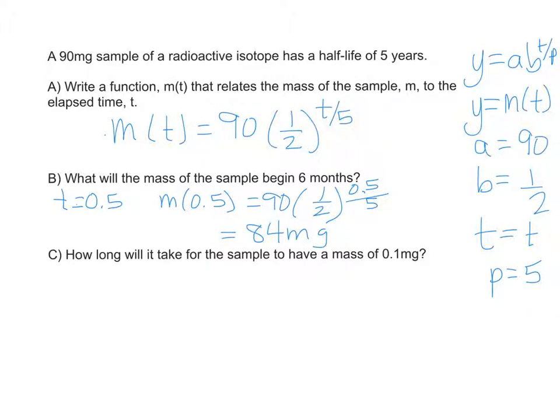The next part of the question asks, how long will it take for the sample to have a mass of 0.1 milligrams? Which variable is that 0.1? It's m of t, and it's measured in milligrams. a is measured in milligrams, so we don't have to worry about units or switching anything. We can just fill it in. 0.1 equals 90 times 1/2 to the power of t over 5, where t is what we're trying to find, how long it will take.